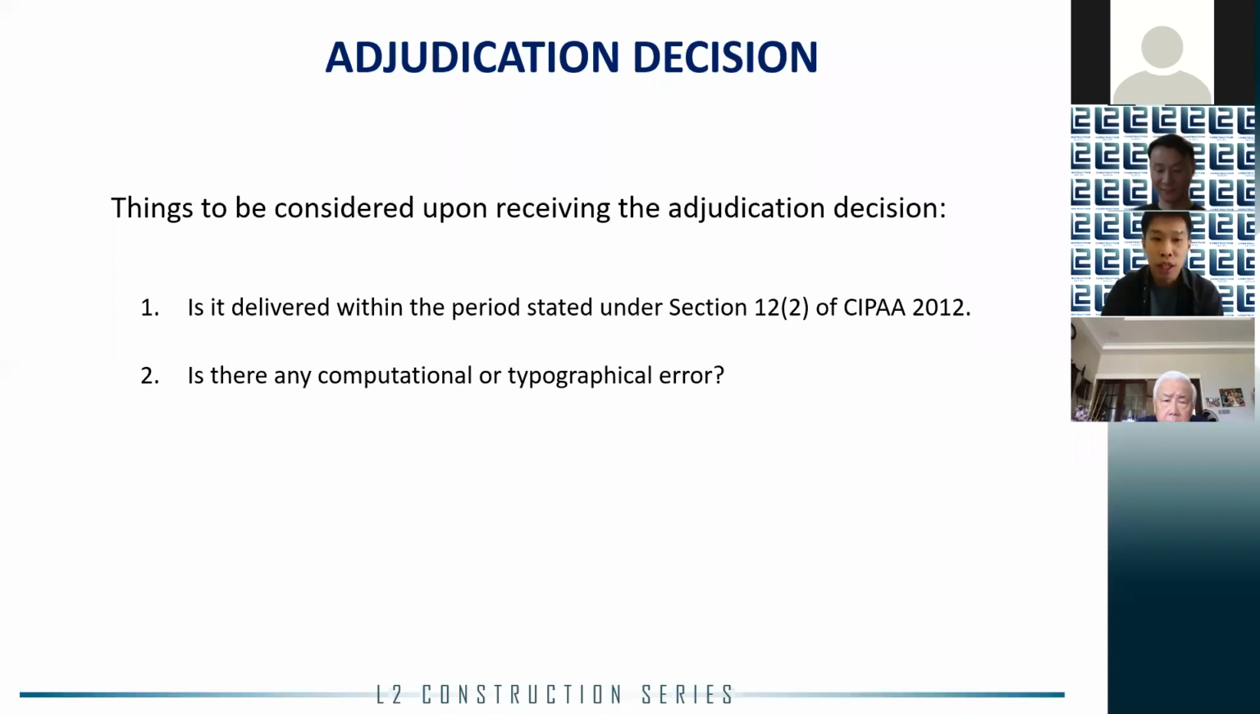So when you receive the adjudication decision, the first thing to consider is whether the adjudication decision is delivered within the timeline stated under Section 12. If it's not, the adjudication decision is void. It means that even if you have won, you still have to probably restart the whole proceedings all over again. Also, you have to read through the entire adjudication decision to see if there is any computational or typographical error. If there is, you may want to request the adjudicator to correct it. But bear in mind, only computational and typographical errors can be corrected. The adjudicator cannot be asked to change his decision or any substantial part of the decision.